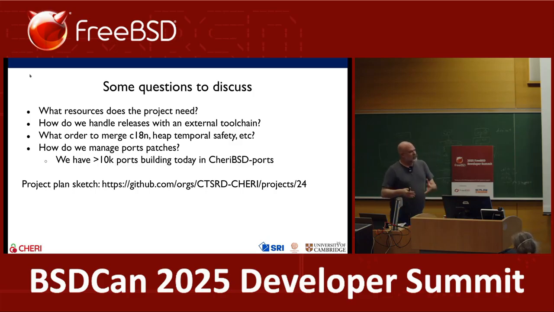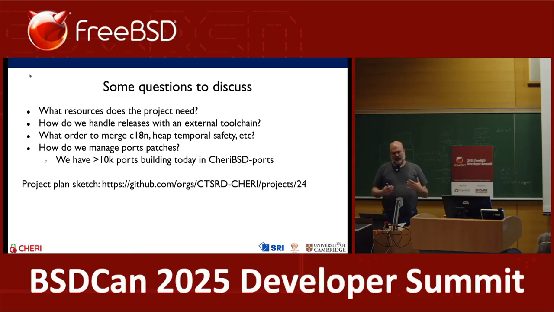What order do we merge things? Compartmentalization and heap temporal safety are fairly separable. Heap temporal safety is much more intrusive than compartmentalization. It's mostly a user space feature. So what order do we want to do it in? We'll need to think about that.